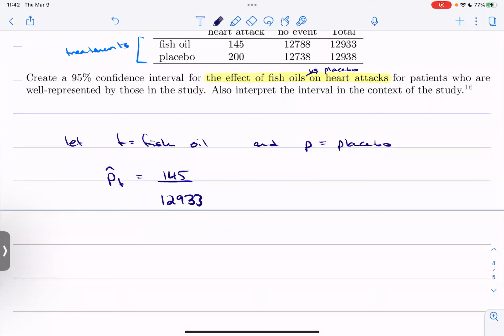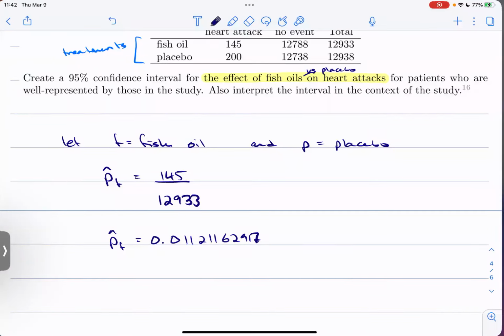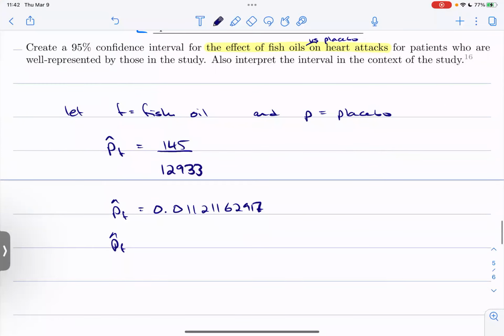So then I get p hat F is 0.01121162917, and to 4 decimal places, 0.0112. 4 is usually safe.